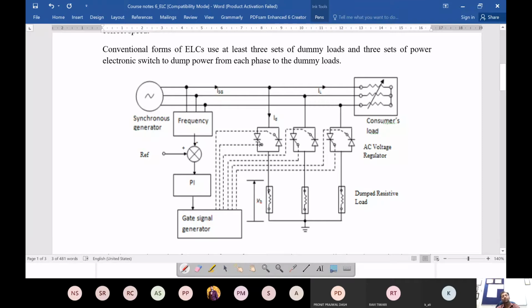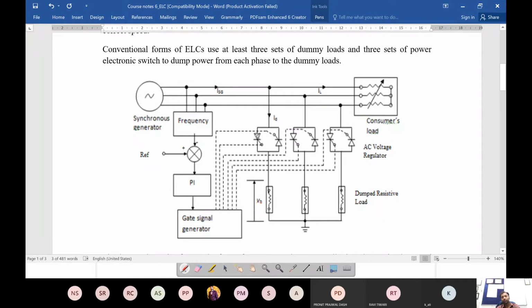This power electronic device has three terminals. One of them is the gate terminal or the control terminal, where if you provide a signal of a particular magnitude, then it starts conducting. If this signal is not there, then it doesn't conduct. The circuit is broken, you can say. So when you provide the gate signal, these power electronic devices start conducting.